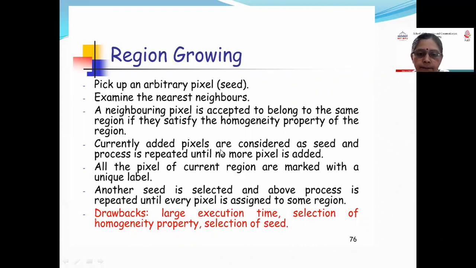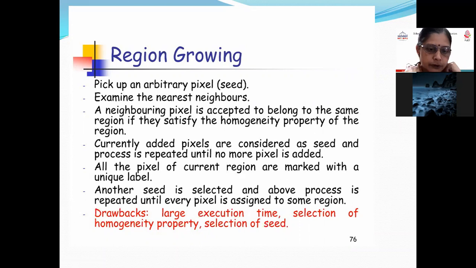Then currently added pixels are considered now as new seed pixels, and the process is repeated until no more pixels are added. So all the pixels of the current region are marked with a unique label. Then another seed is selected from the remaining region, and the above process is repeated until every pixel in the image is assigned to some region. Okay, so this is the region growing process.